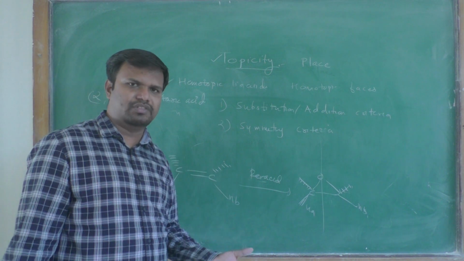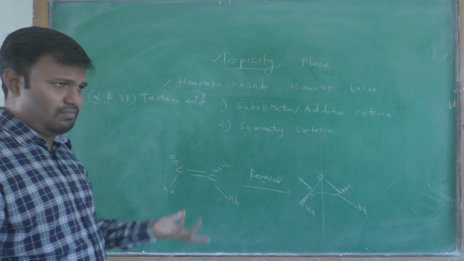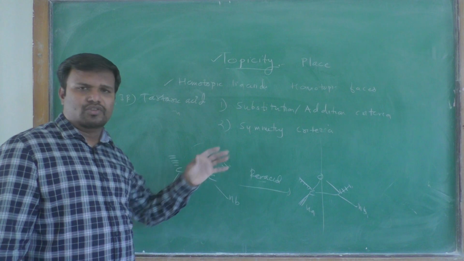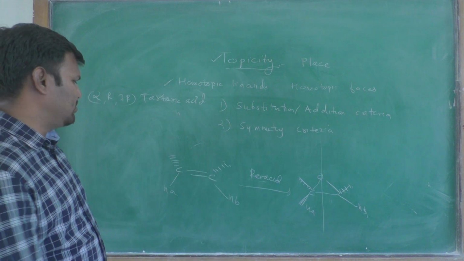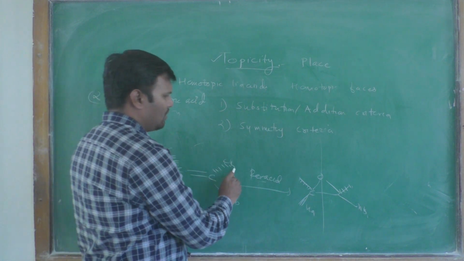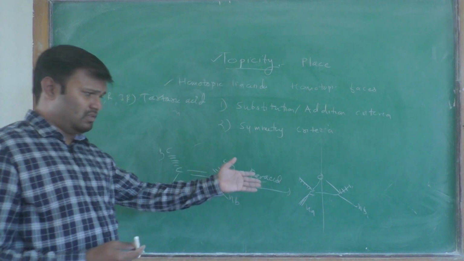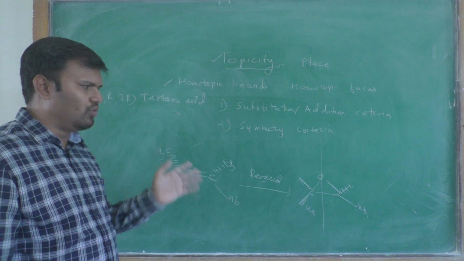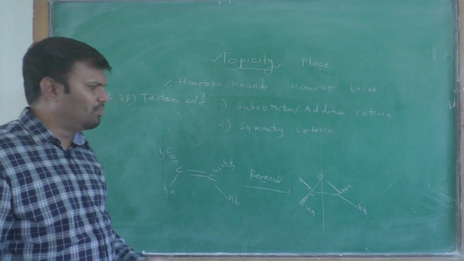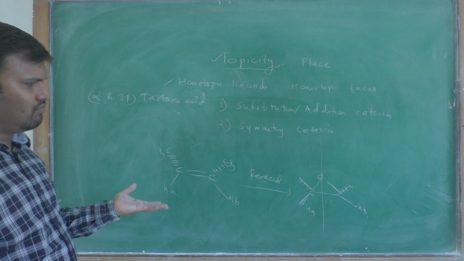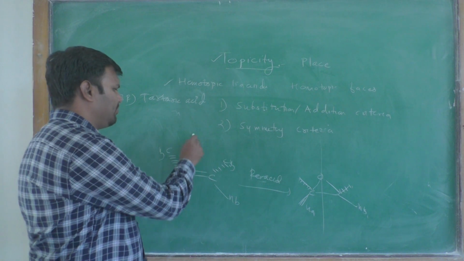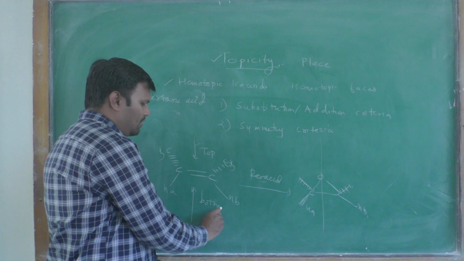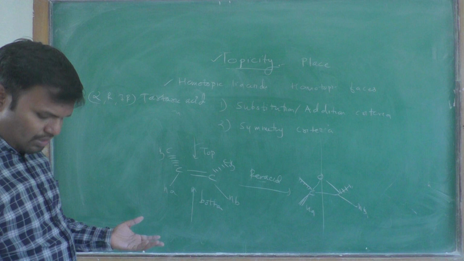Okay, meso compound means the compound is the same. When you add peracid to this compound, you obtain the epoxide, one and the same. The same compound is obtained because a meso compound is obtained. Two equal parts are there, and therefore when you add from the top face or from the bottom face, you will obtain the meso compound.